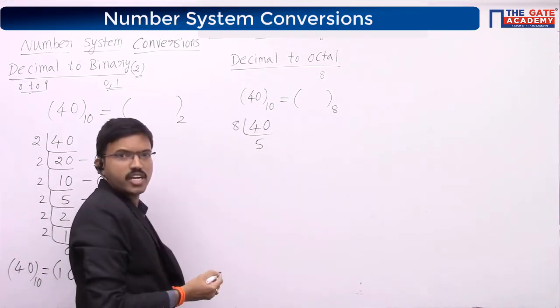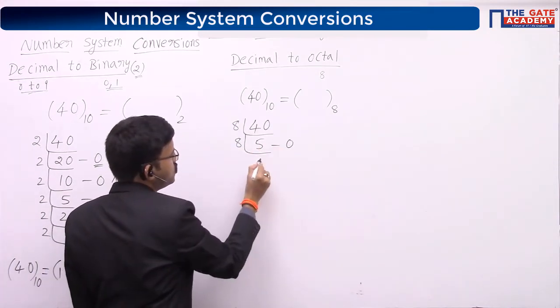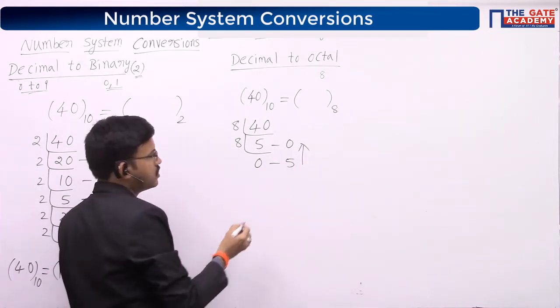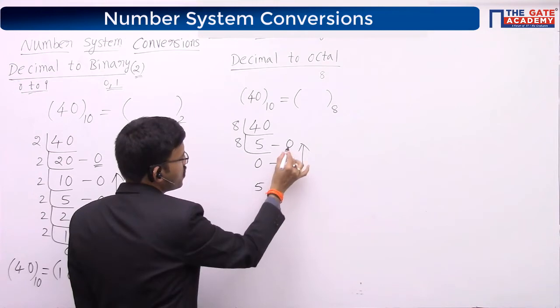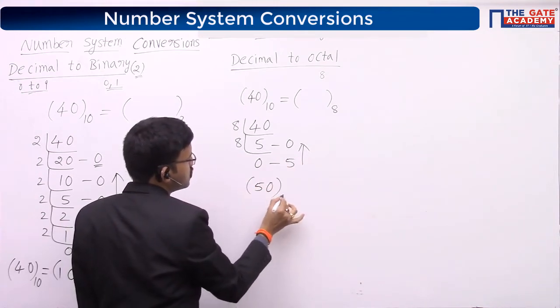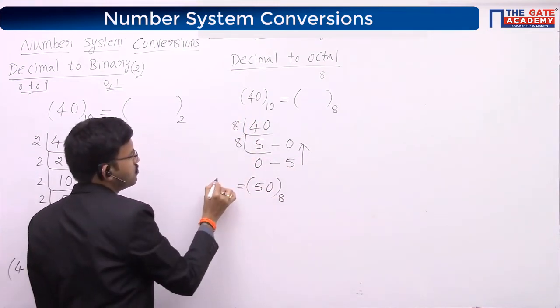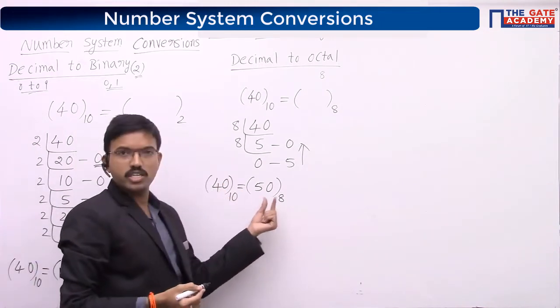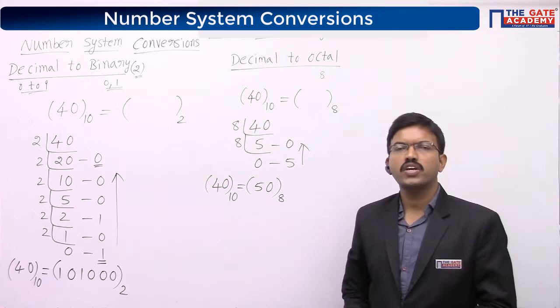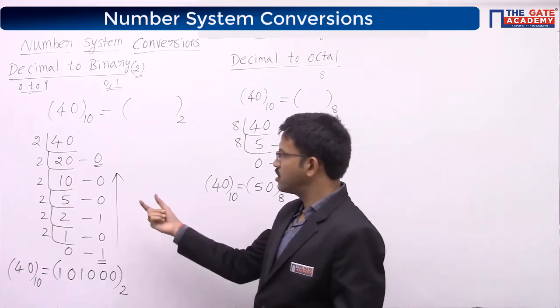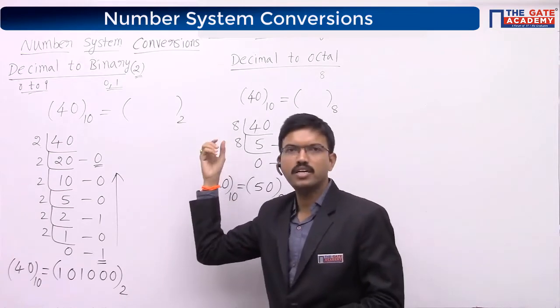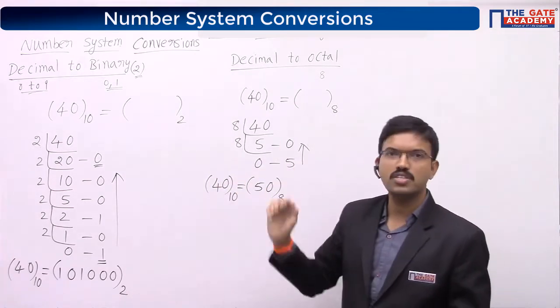8 5s are 40, remainder is 0. 8 zeros are 0, remainder is 5. So take the remainders in the reverse order. That means this will be the starting 5, this will be the last. 5 0 base 8. This is nothing but decimal number 40. Here we are getting the octal digits 5 and 0. Okay, regarding that real number we'll discuss little later. First I am considering the integer part and then fractional part, and then I will come to the real number.